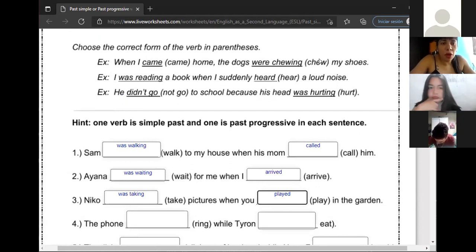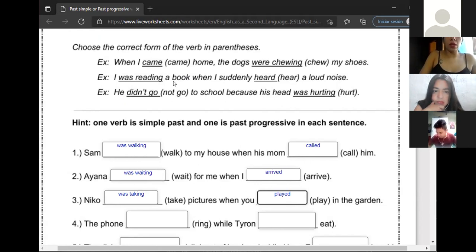Show the correct form of the verb in parentheses. You can have different combinations. You can have one in progress, the next one in past. He didn't go to school because his head was hurting. You can use because, we can use when, we can use while. All right. Here, sometimes it is a matter of logic.